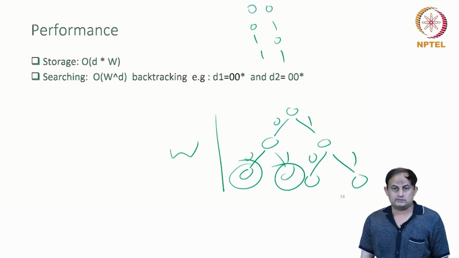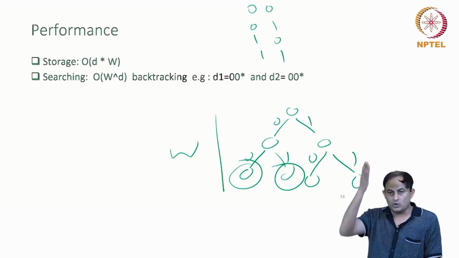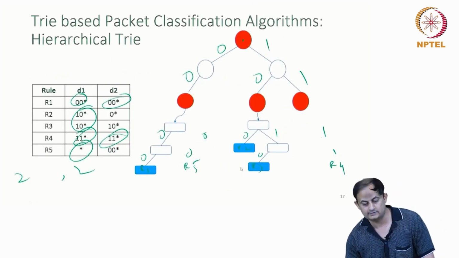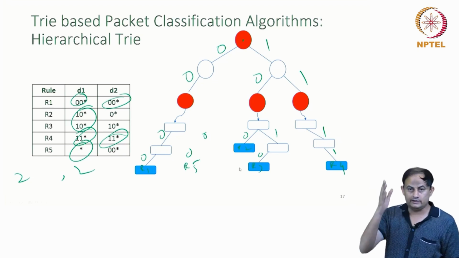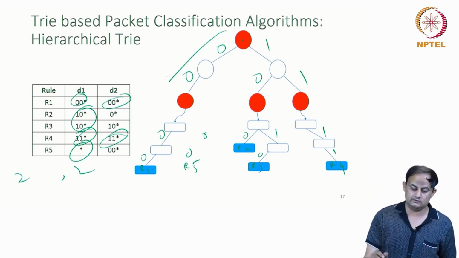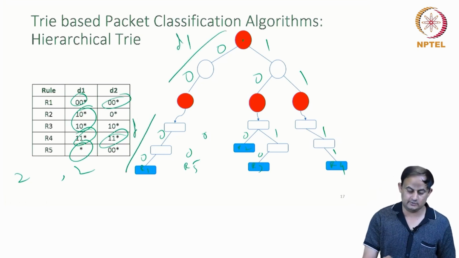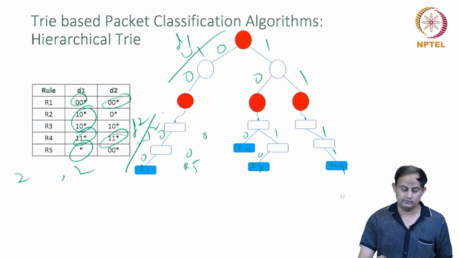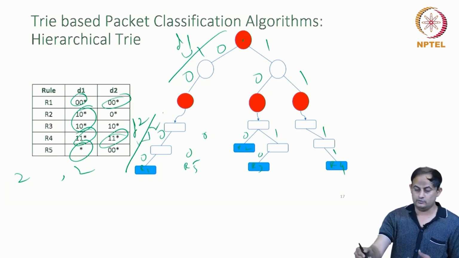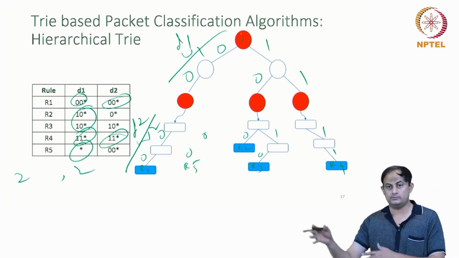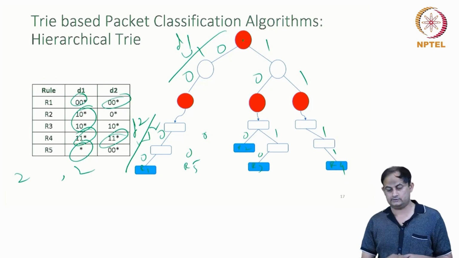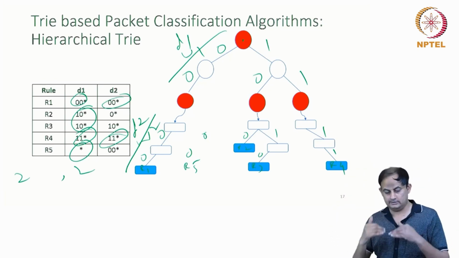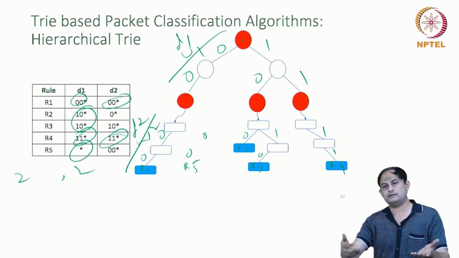And the searching time in the worst case, searching one branch from the root node would take D cross W. This is my D1 and this is my D2, and the width W1 is 2 and W2 is also 2, and you require 4, that is D cross W, pointer references for one traversal. And if the prefix match fails for this rule, you need to backtrack and then explore the other possibilities.